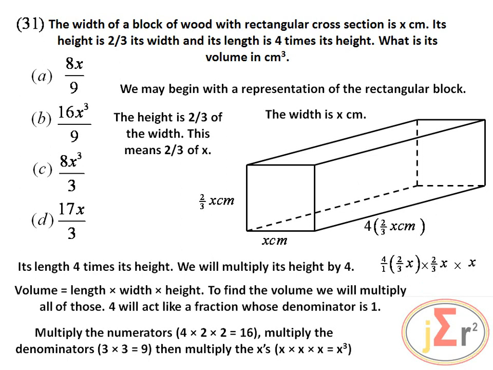So 16 x cubed divided by 9, or 16 over 9 x cubed. There we have it, 16 over 9 x cubed. The correct option is B.